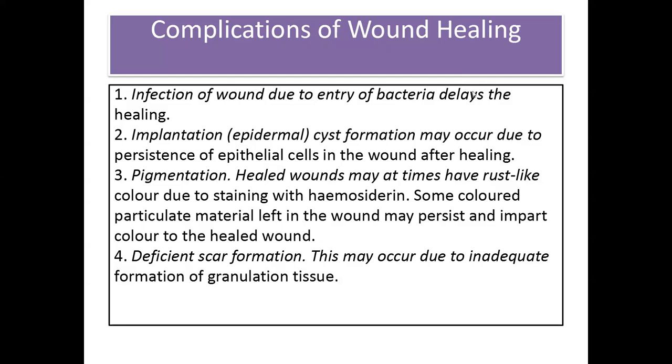There are some complications of wound healing. The first, infection of the wound due to entry of bacteria, delays the healing. Then there could be epidermal cyst formation due to persistence of epithelial cells in the wound after healing. We see sometimes pigmentation. So healed wounds may at times have a rust-like color due to staining with hemosiderin. You know this pigment. Some colored particulate material left in the wound may persist and in part color the healed wound.